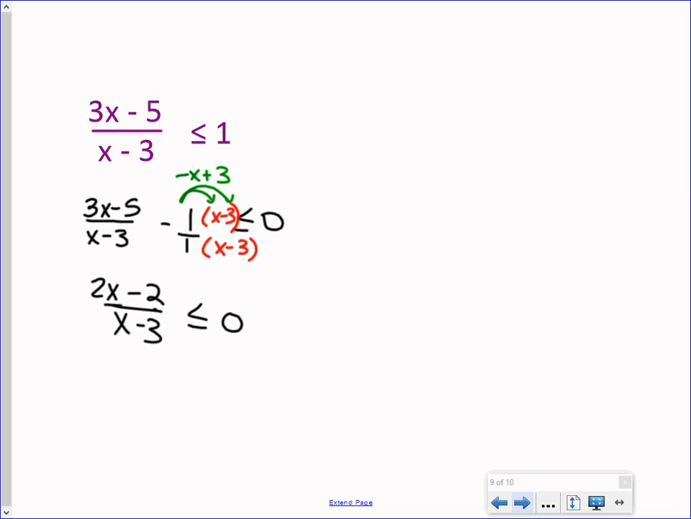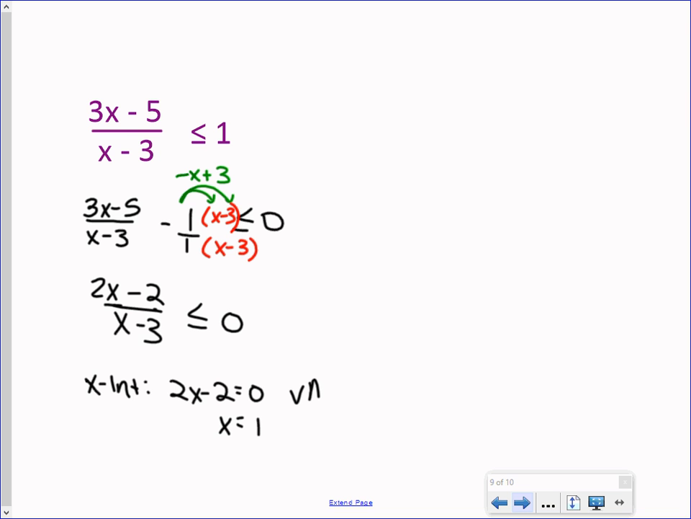So that to me would be the hardest of the rational functions, when you have to move a number to the other side and then you've got to combine the two fractions through common denominators. But now we're ready to go. We've got to find our key numbers, right? X-intercept, set your numerator equal to 0. You could factor this, but there's only one x, so it's pretty easy. Add 2, divide by 2, x equals 1.